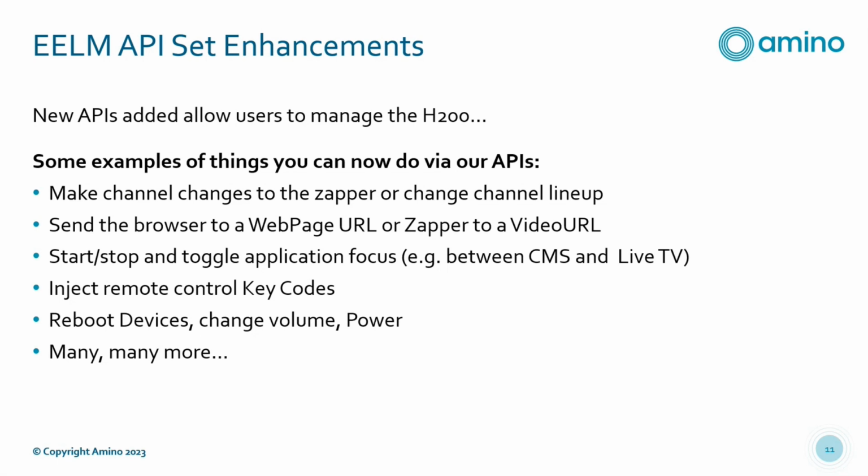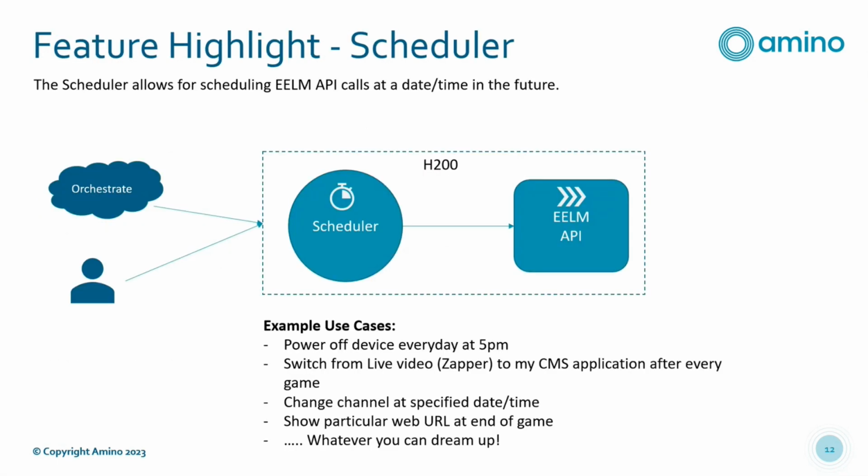And then if that wasn't enough, we added what's called a scheduler on top of it. So any one of these APIs that we have available through EELM, you can schedule. You can use our schedule API to say at a certain date and time you want that API to be called. And you can call a string of APIs at a specific date and time. So it just adds another level of flexibility and opens up a whole slew of new use cases that you can achieve with the H200.